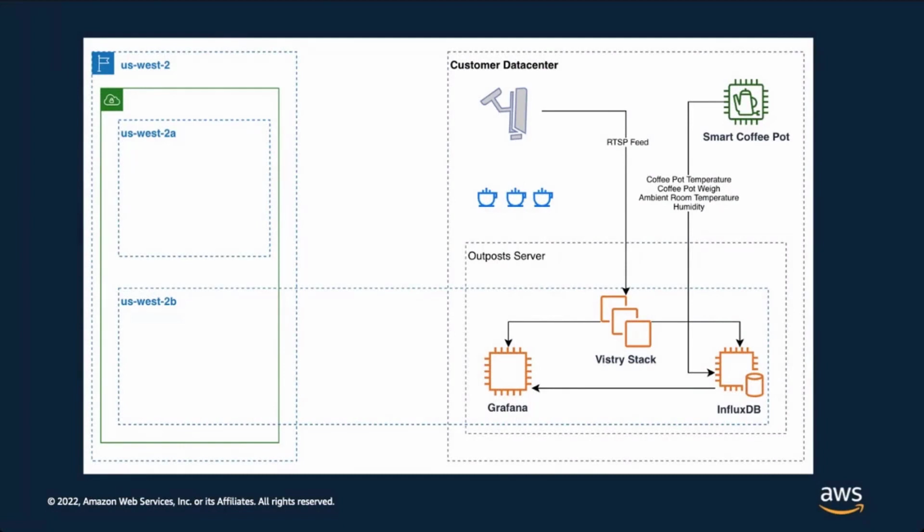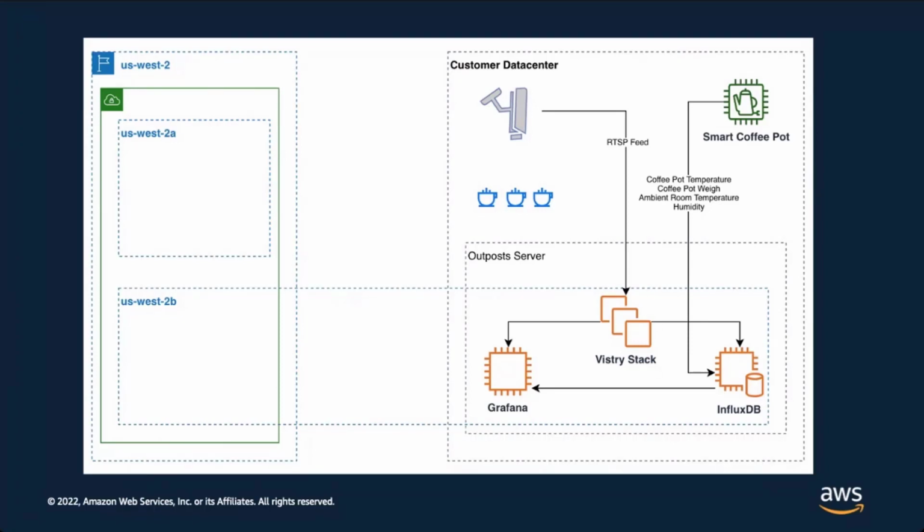So just to break down the demo a little bit for what you just saw. This is a very high level architecture of what's actually happening. On the left, we have our region. In this case, it's US West 2. And then what we're doing is we're extending the US West 2B availability zone from the region down to an Outpost server. And on the Outpost server, we have the Vistry components deployed there.